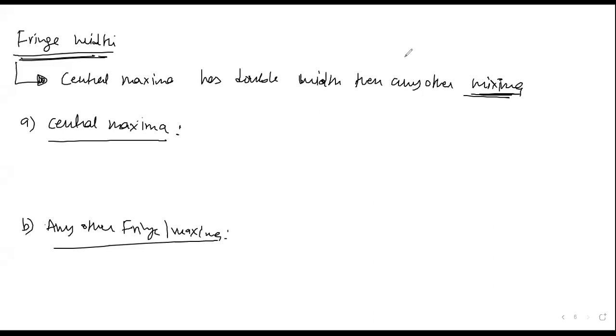So if you remember, in YDSE, what was the fringe width? We wrote the beta symbol, that was lambda D by d, right? Exactly the same formula here also. Here fringe width beta will be equal to lambda D by a. There we called it the distance between two slits, here we have slit width only, right? Now a. This is the linear fringe width.